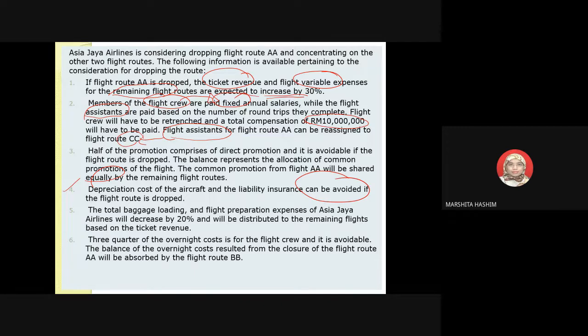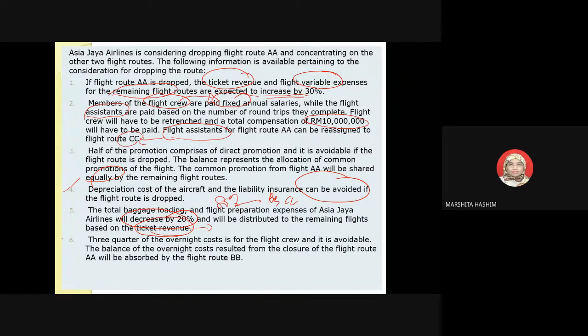Number 5, regarding baggage loading. Okay, the total baggage loading and flight preparation expenses of Asia Jaya decreased by 20% and distributed to remaining flights based on tickets revenue. So total cost, you minus 20%. So that means balance is 80%. 80% you allocate to route B and route C based on tickets revenue. Okay, tickets revenue for route B and C.